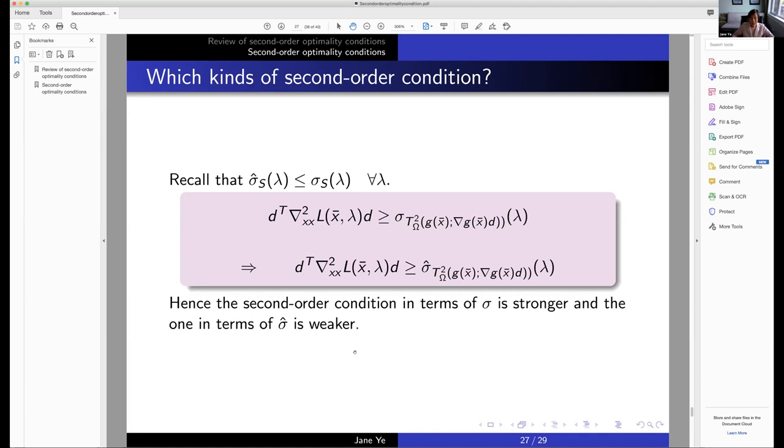There is an interesting observation here. It doesn't happen when you talk about nonlinear programming or convex set constraint. For nonlinear programming, you don't need sigma, so there's no difference. And for the convex set constraint, they are the same, so you always use sigma. But for the non-convex one, sometimes you need to use sigma hat because it will hold under a weaker condition. That's what I observed.